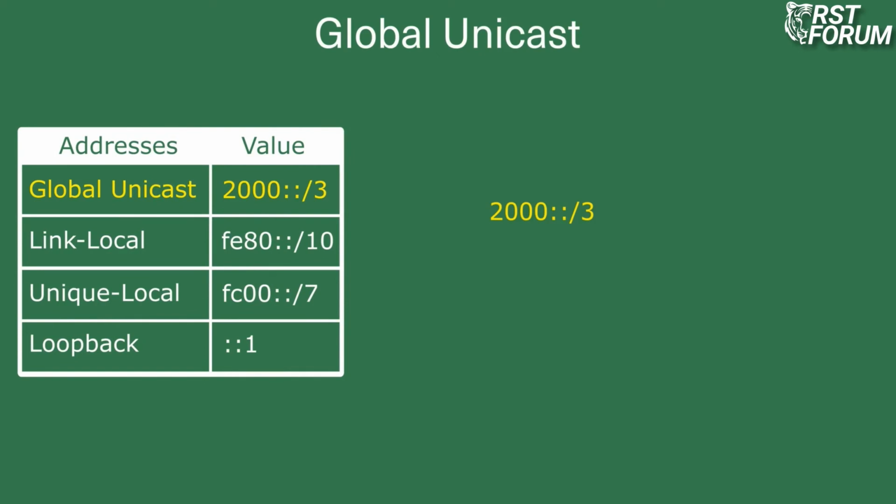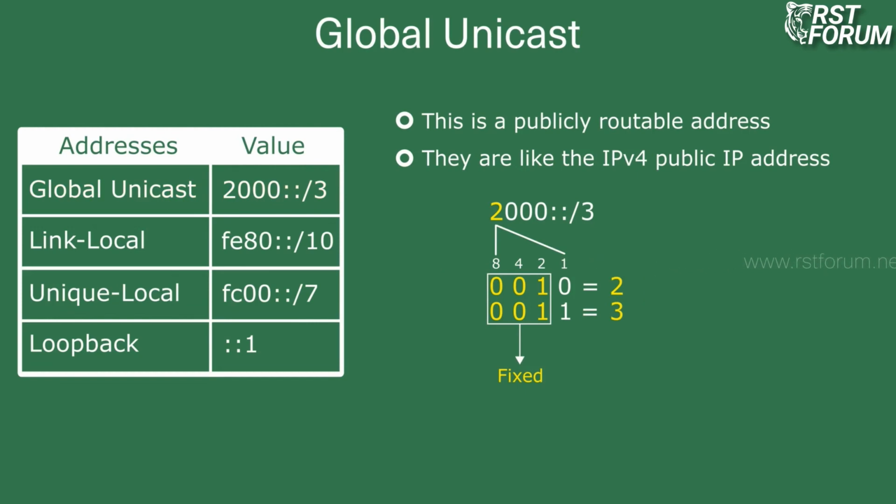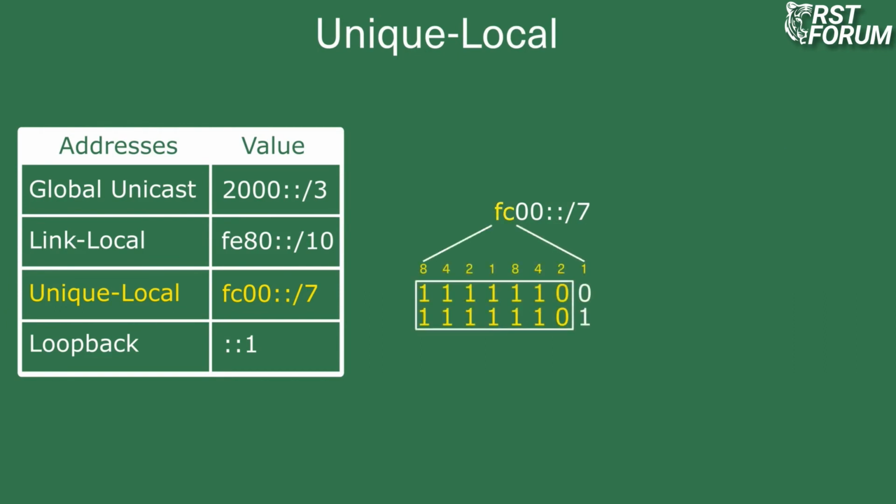We have global unicast, which we just looked at. This is a publicly routable address, like the IP version 4 public IP address. The prefix to identify these addresses is 2000::/3. This means the first 3 bits identify a global unicast address. It will start with either a 2 or a 3. A unique local address will always start with an F, followed by either C or D.